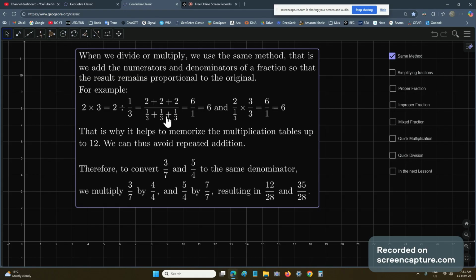And so, for example, if you wanted to convert 3/7 and 5/4, we simply multiply the first by 4 over 4 and the second by 7 over 7, resulting in 12 over 28 and 35 over 28. So the same method means that we use denominators which are the same, and that makes multiplying and dividing very easy. Now, what about simplifying fractions?